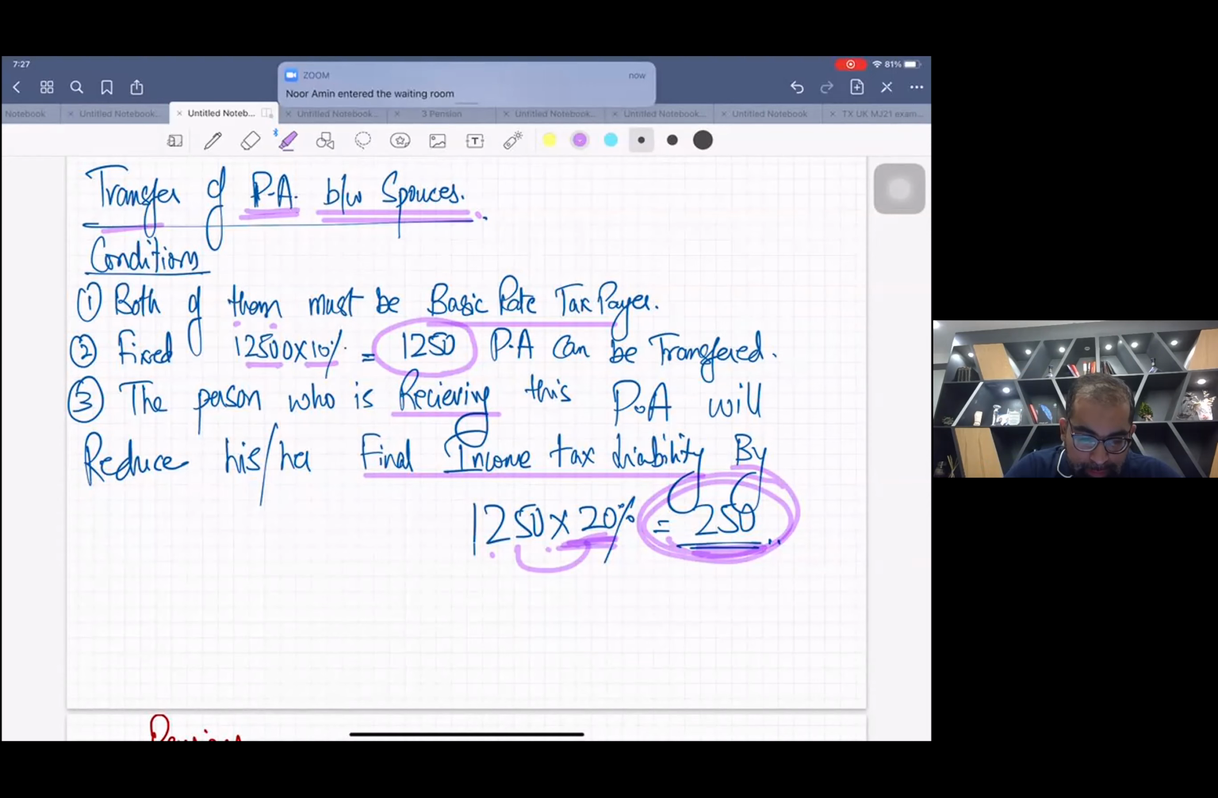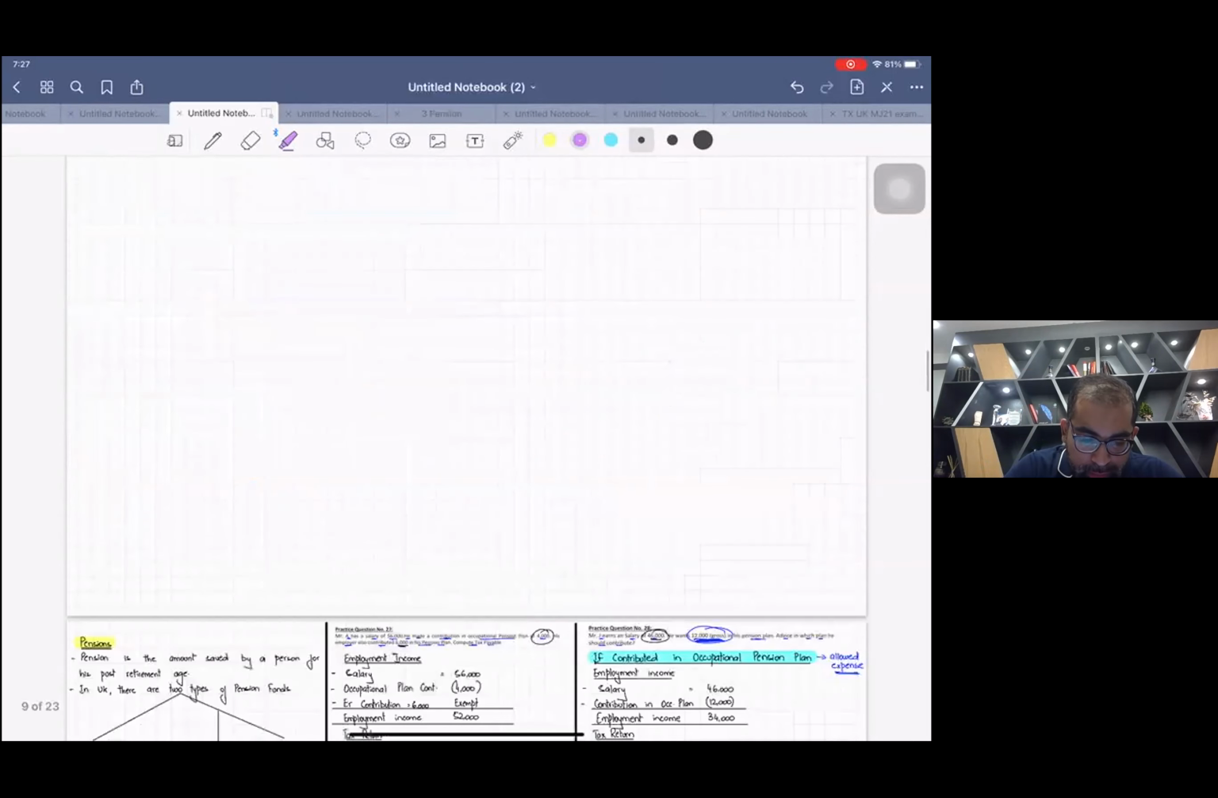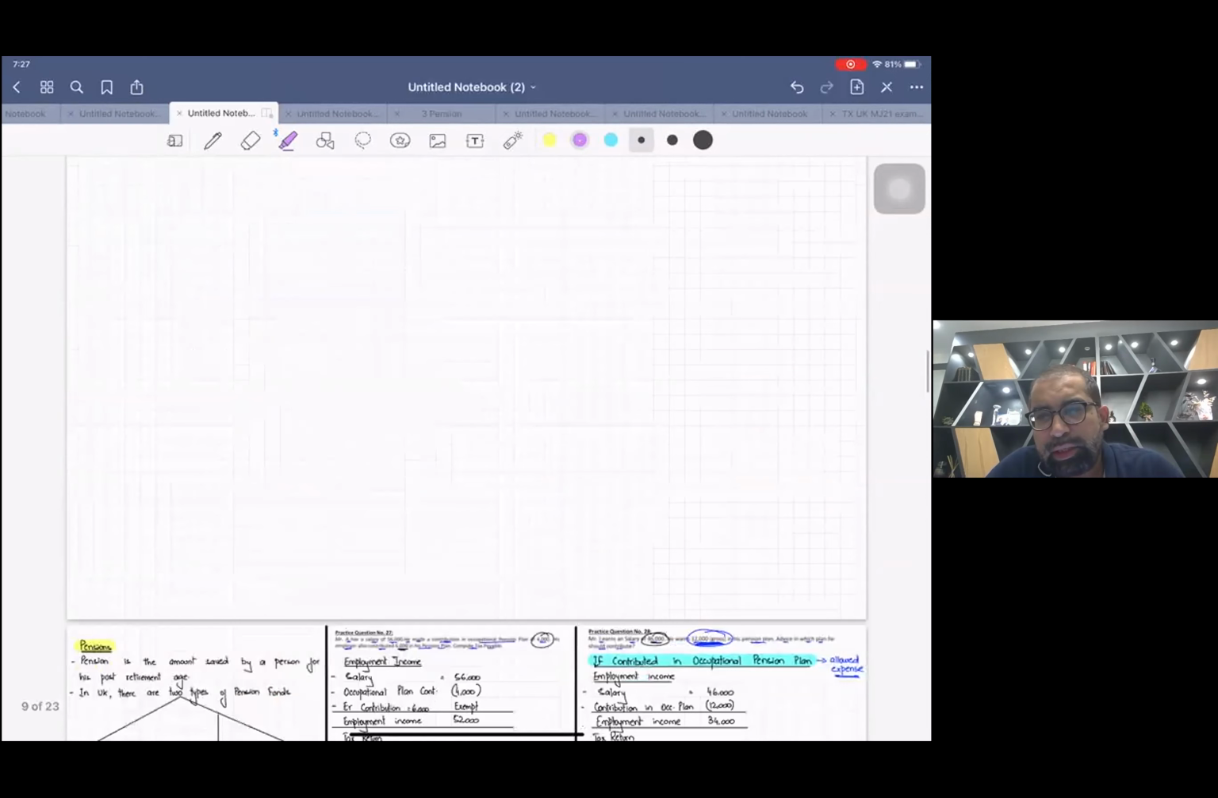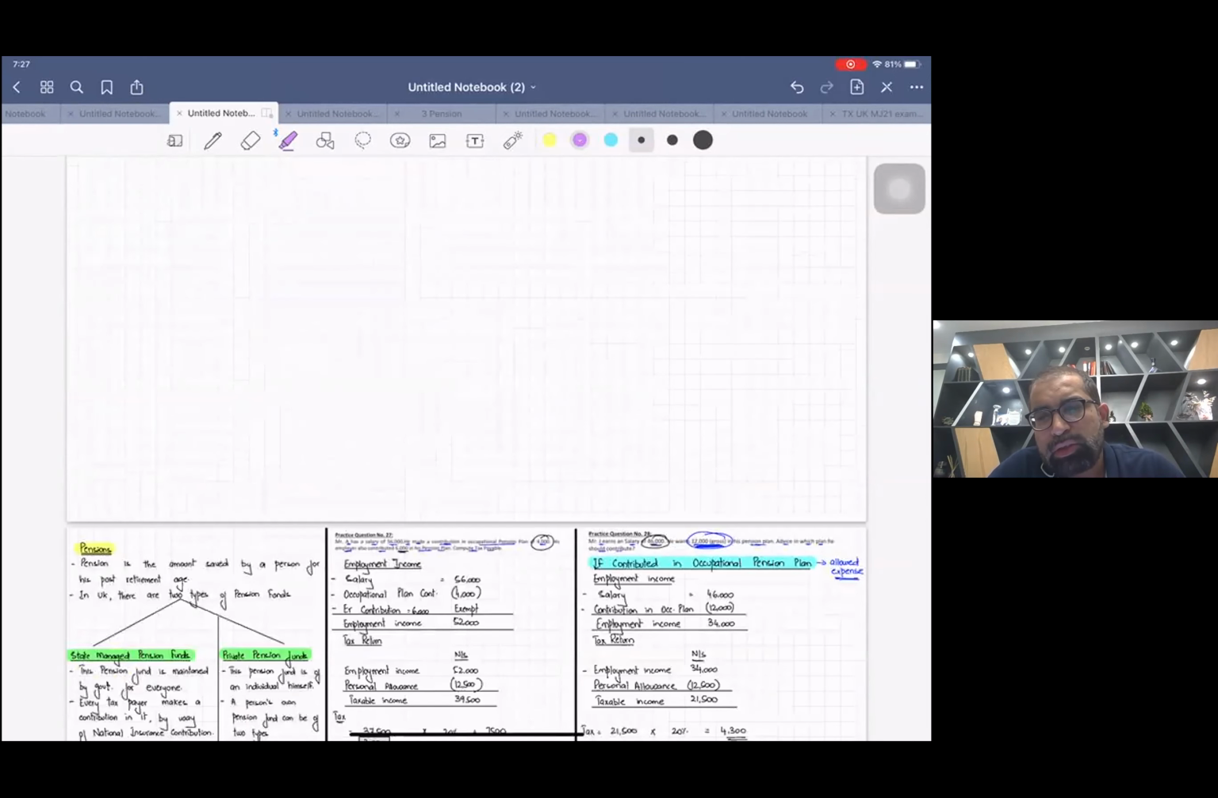Next, there is one area which we call pensions. In your normal classes, you always do pension with income tax computation, right? Okay, let me give you a quick recap.